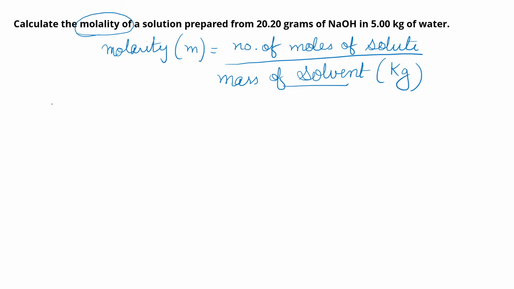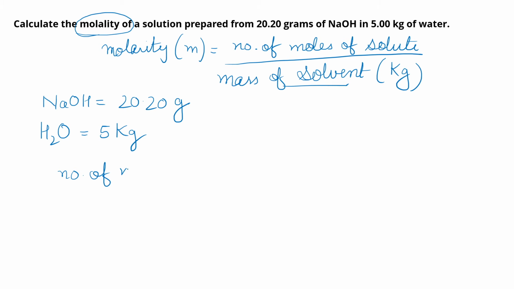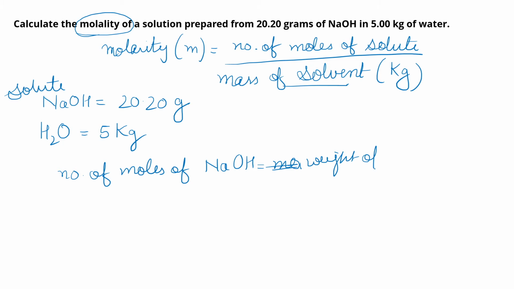So, what are the values given? They have given that NaOH is 20 grams. Water has a mass of 5 kg. So first you need to calculate the number of moles of NaOH. NaOH is the solute over here. So NaOH moles is weight of the solute by molecular weight.